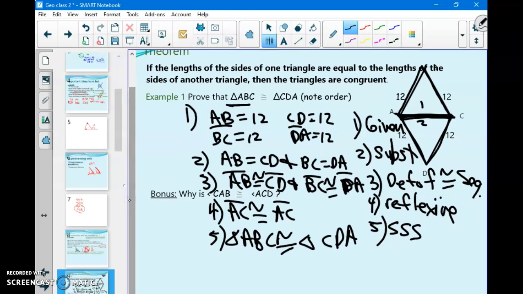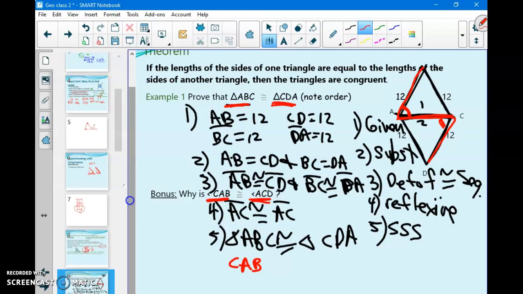Why is angle CAB, this angle, congruent to angle ACD, this angle? Well, if we look at where they are in the triangle statement, we're going to say that CAB, we're talking here, and we're talking there. If we look at our statements that we had originally, are they in the same position?